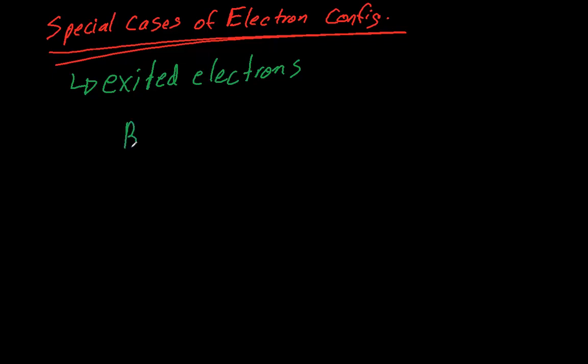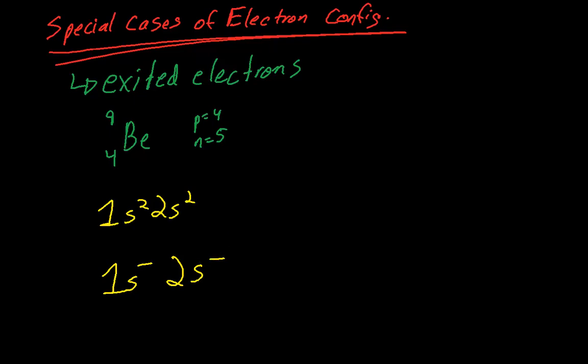So beryllium, which has protons equals 4, neutrons equals 9 minus 4 is 5, but we don't really care about the neutrons. Let's draw the electron configuration of beryllium: 1s2 and 2s2. So it has a complete orbital. Now, let's draw this out. 1s. Let's draw out the electrons: 1, 2, 3, 4.